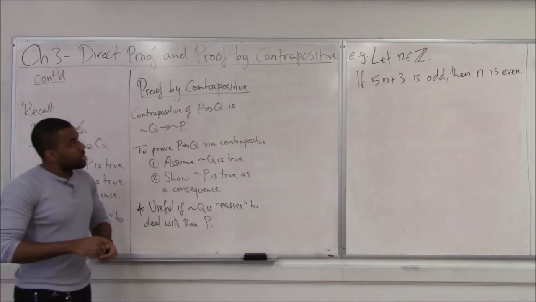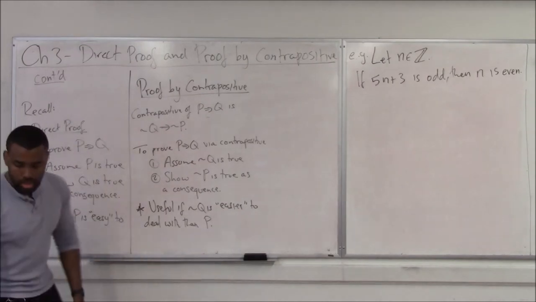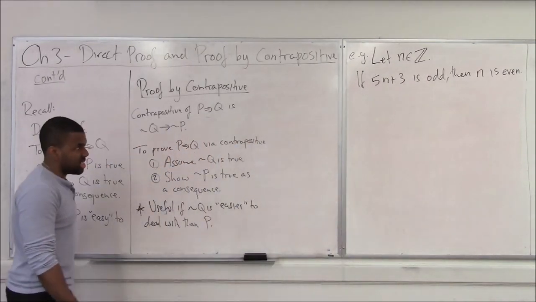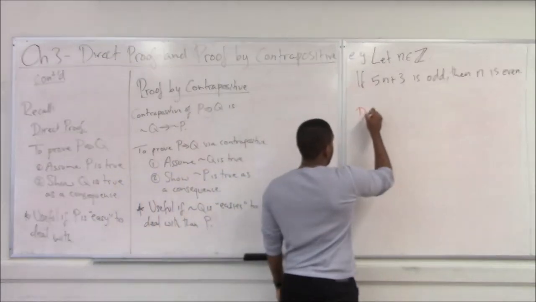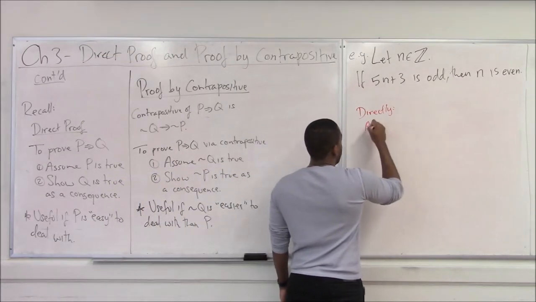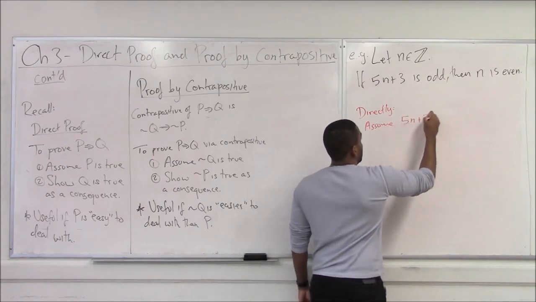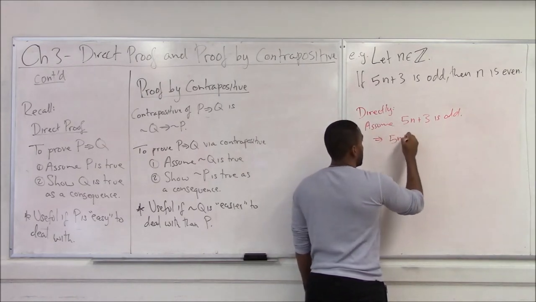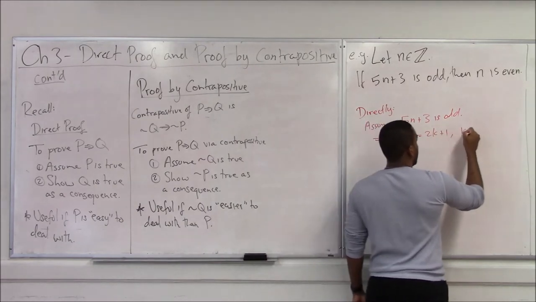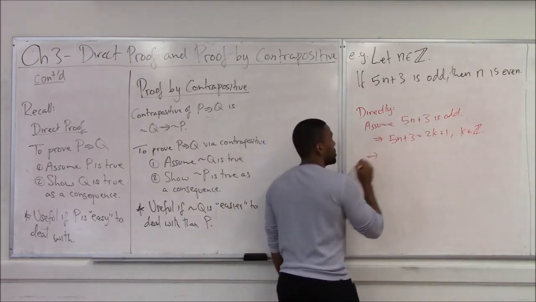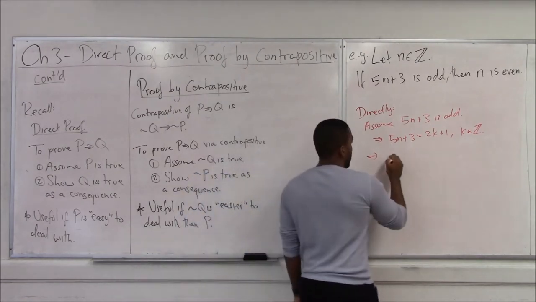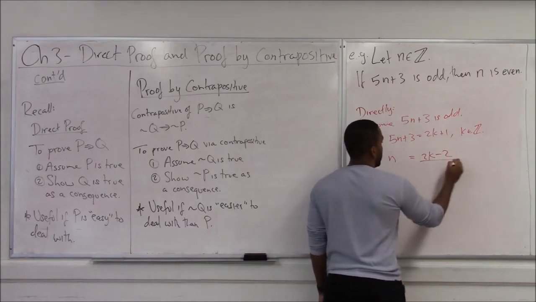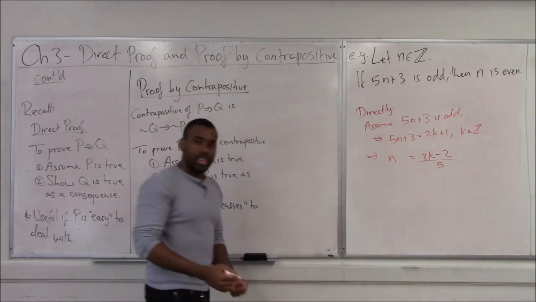So if you were to do this directly, let's not write, we're just going to think about this right now. So you saw this on an exam or a test or in a homework, or you come across a statement that you want to prove, and you tried to do it directly, what would happen? What would you assume directly? Assume 5n plus 3 is odd. And so that would mean it's equal to 2k plus 1 for some integer k, which means you try to solve for n. So n would be 2k, you subtract 3, so that's going to be minus 2, and then you divide by 5. Right? Now that's kind of sketchy to deal with.